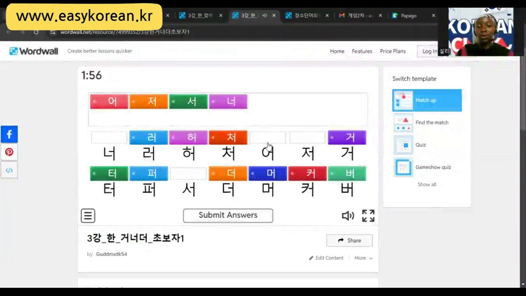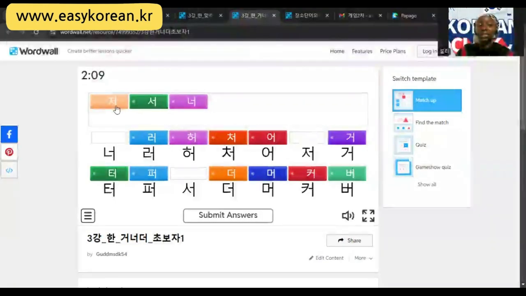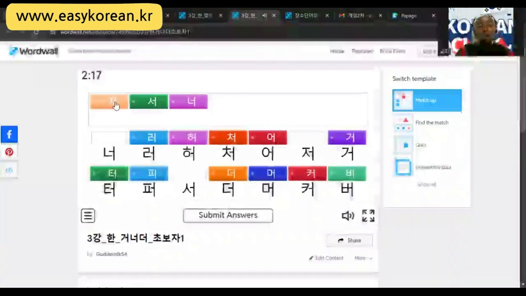맞죠? 네. 저? This means the I, like a formal form of saying I in Korean. 저는. This also means I. 아까 나 말했잖아요. I told you 나 is I. 저 also means I. 저는. 저는 여기 있어요.